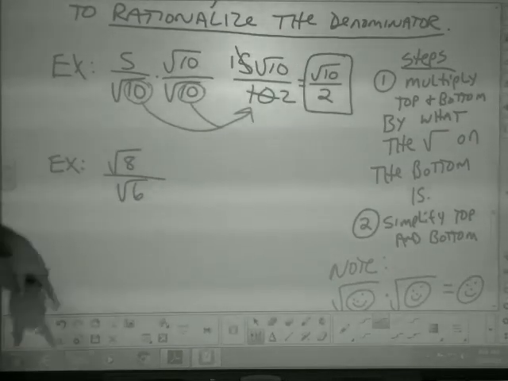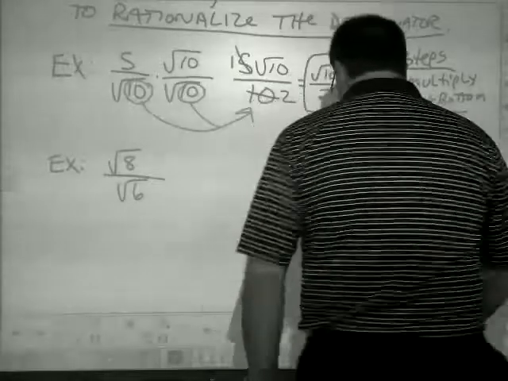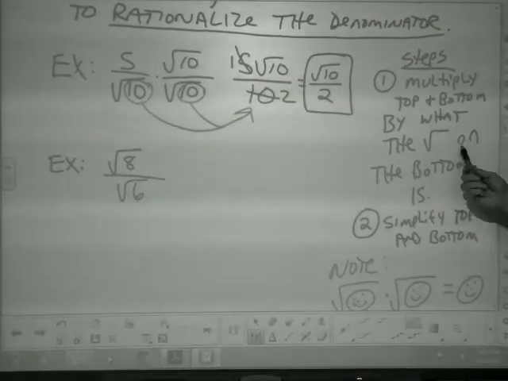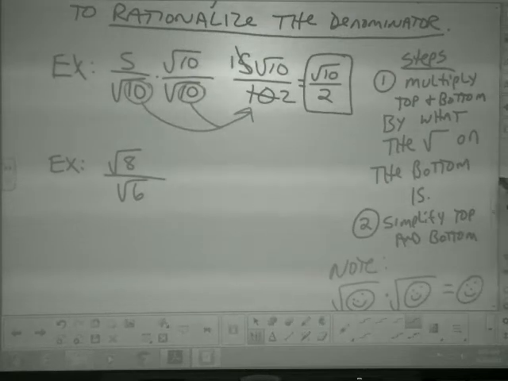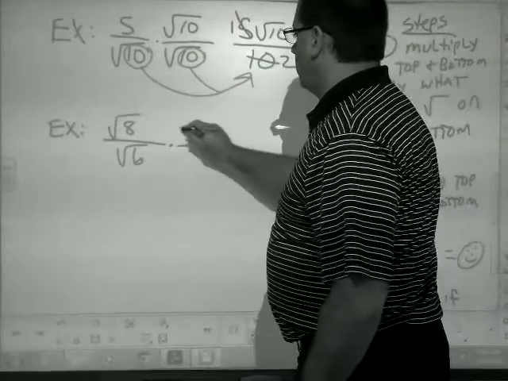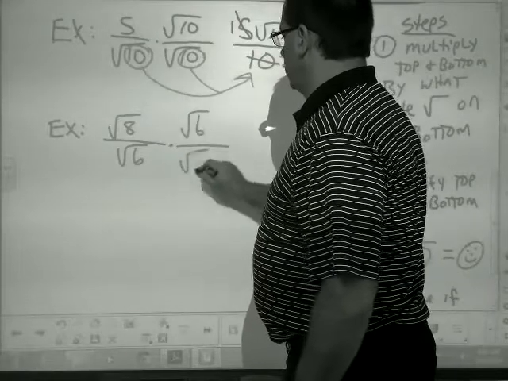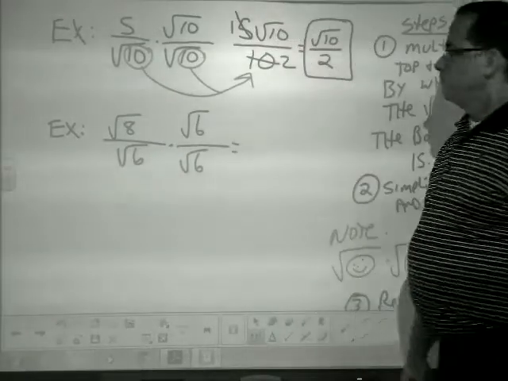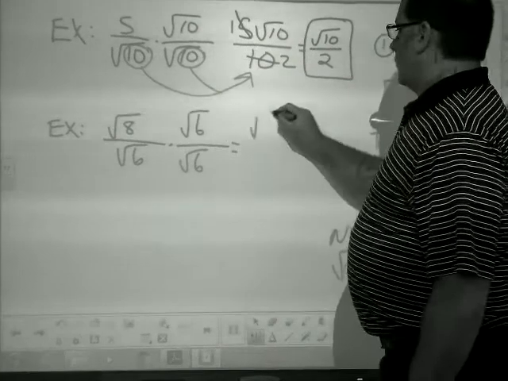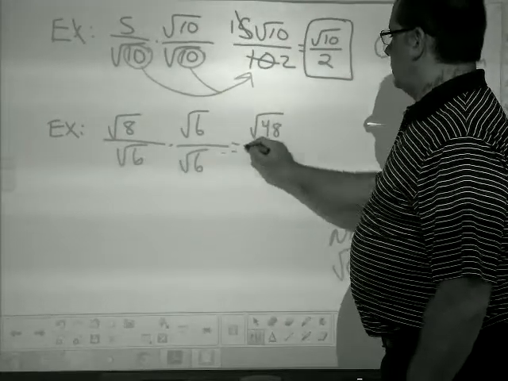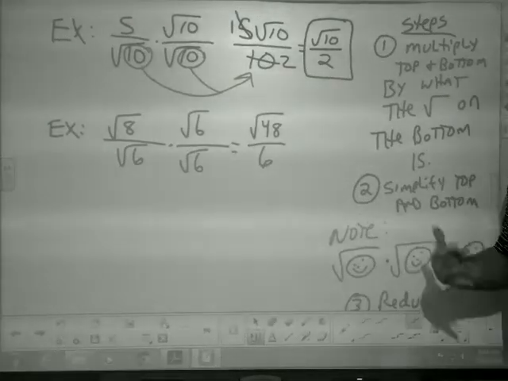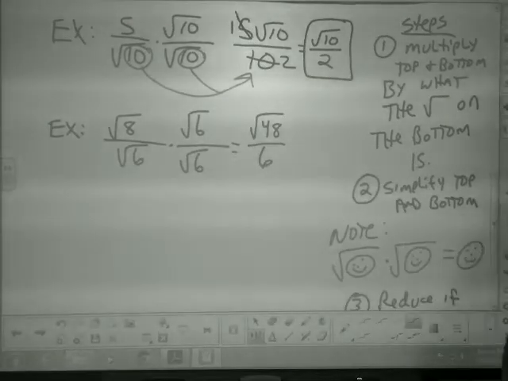Let's try this one. Okay. Let's follow the steps. Multiply top and bottom by what the radical on the bottom is. My radical on the bottom is radical 6, so I'm going to multiply top and bottom by radical 6. Radical 6 times radical 8 is radical 48. And radical 6 times radical 6 is just 6. Remember, square root of anything times the square root of anything is the anything.